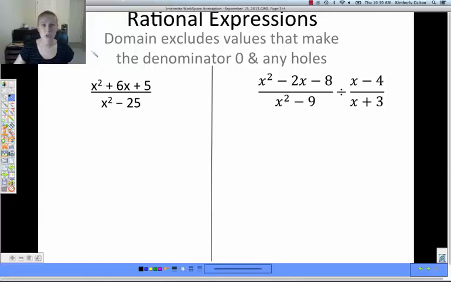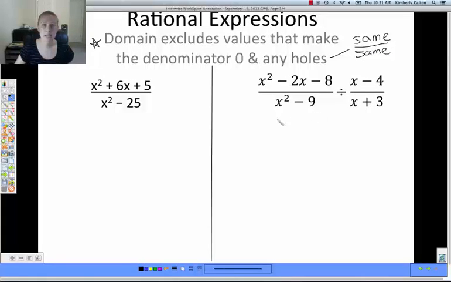There is a special note that you need to know about rational expressions, and that is that the domain excludes values that make the denominator 0, and it also excludes any holes. Now, for something to have a hole, it must be the same in the numerator and in the denominator.